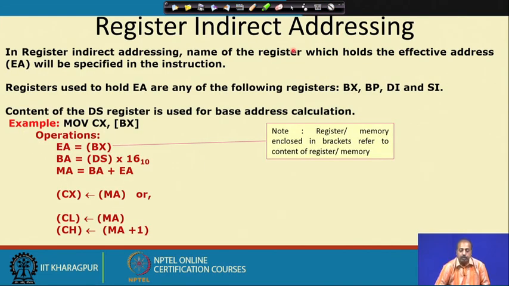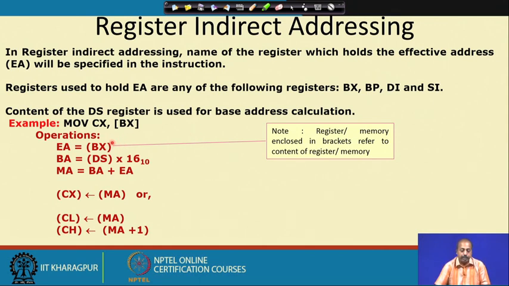Next, we will look into something called register indirect mode. A register will be used to give the address whose content will be accessed by the processor. In register indirect mode, the name of the register which holds the effective address will be specified in the instruction itself, like we are writing MOV CX comma within square brackets BX. So, this effective address is the content of the BX register.